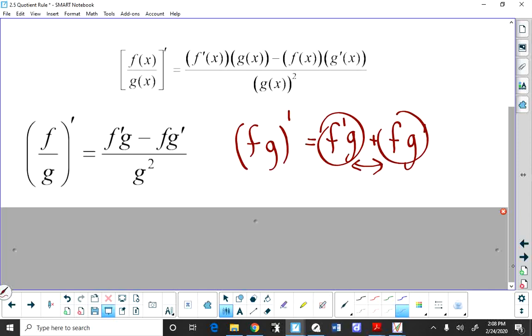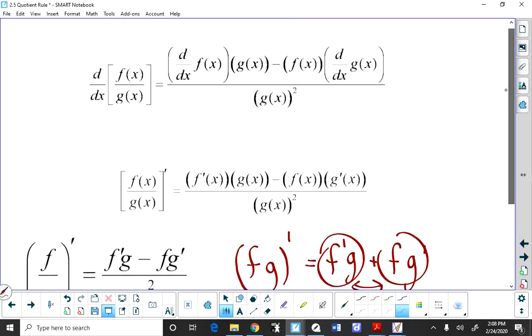And there are all kinds of other notations you could use. The notation that I like, the d/dx, is the most cumbersome, I think, here. It's the most convoluted, the messiest. So the derivative with respect to x of f of x over g of x is the derivative of f of x times g of x.